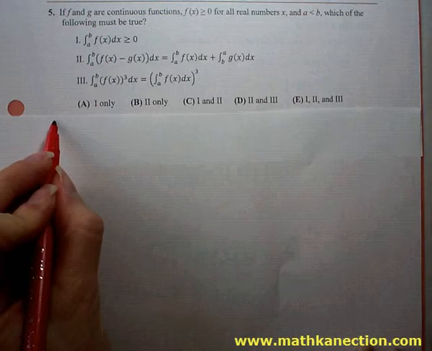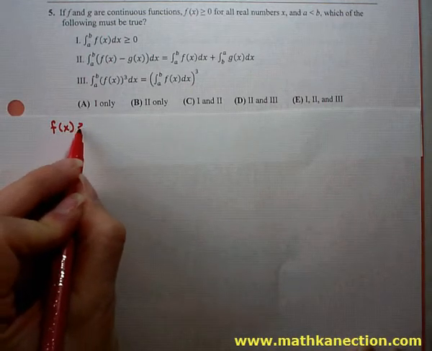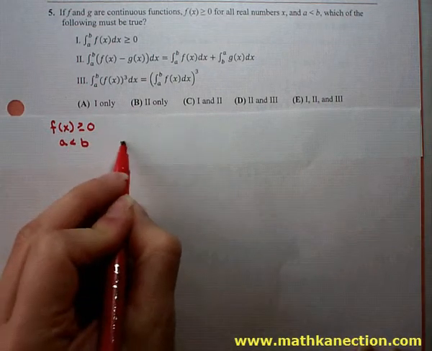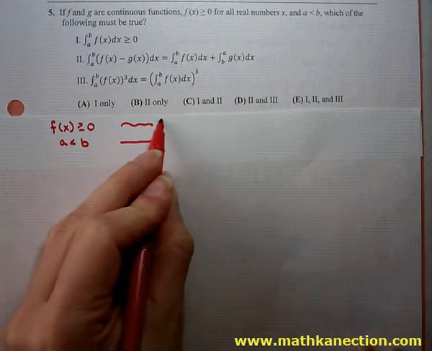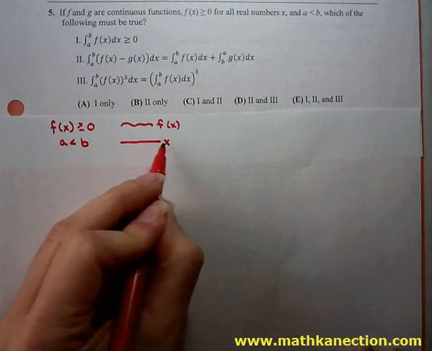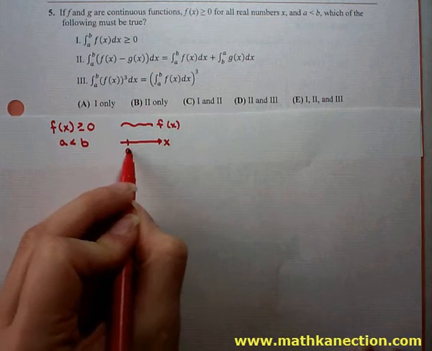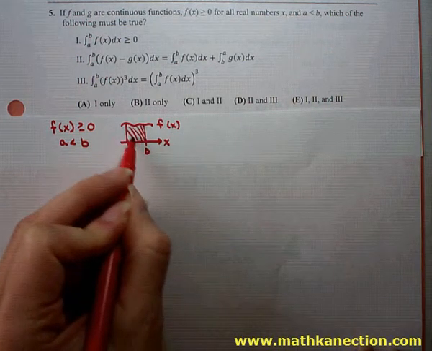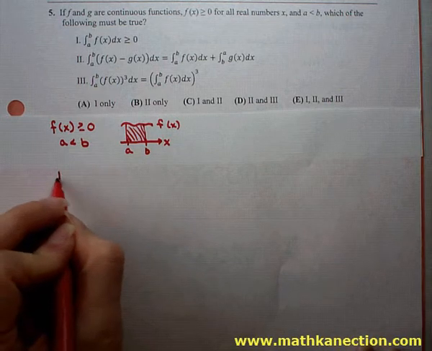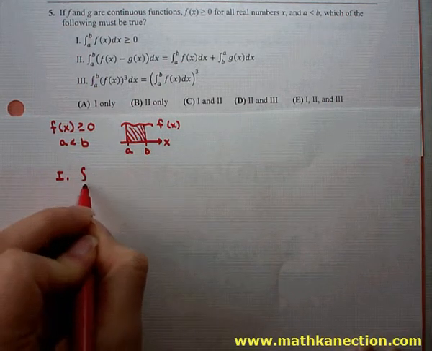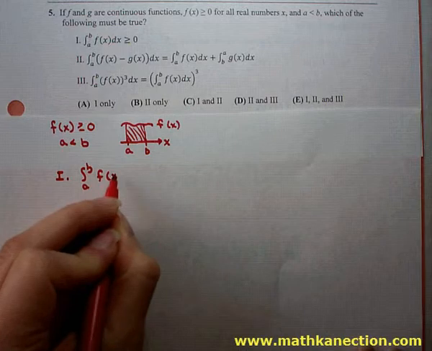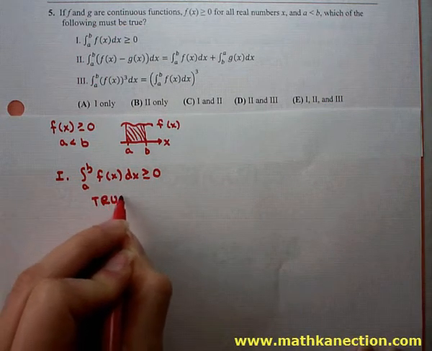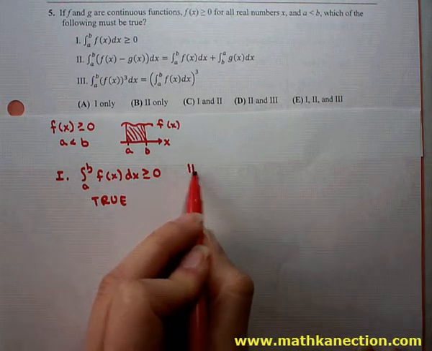The next example: the functions g and f are both continuous, and the function is greater than or equal to 0, and a is less than b. To draw a sketch, the function is all above the x-axis, and looking at our interval from a to b, we're looking at that area from a to b where the function is above the x-axis. So for number 1, when we're looking at the integral from a to b of f of x dx, is that integral greater than or equal to 0? Well, since the function is above the x-axis, the area is all going to be positive, so yes, greater than or equal to 0.